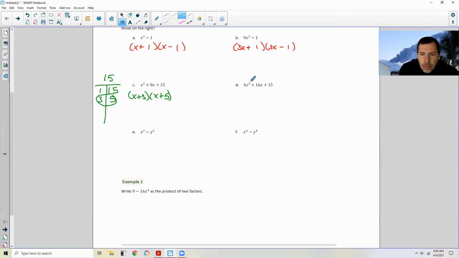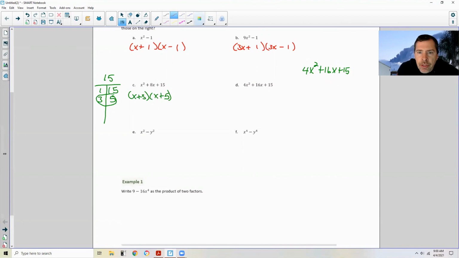And sometimes they're really easy to do, sometimes they're not. So I always do them this way. 4x squared plus 16x plus 15. And keep in mind, we should always look for the greatest common factor first. So I know 4 will go into 16 4 times, but 4 won't go into 15. So there are no common factors.